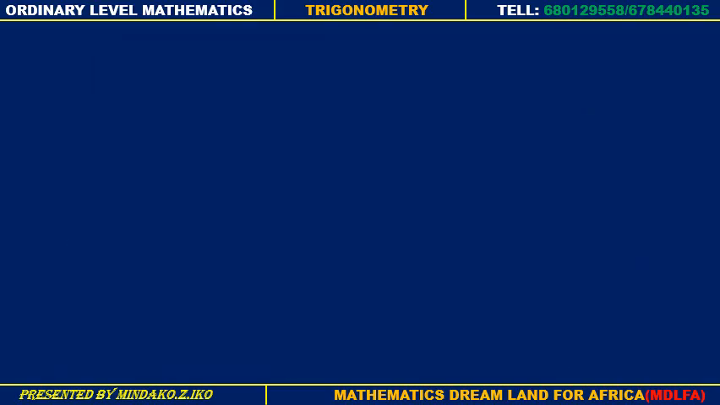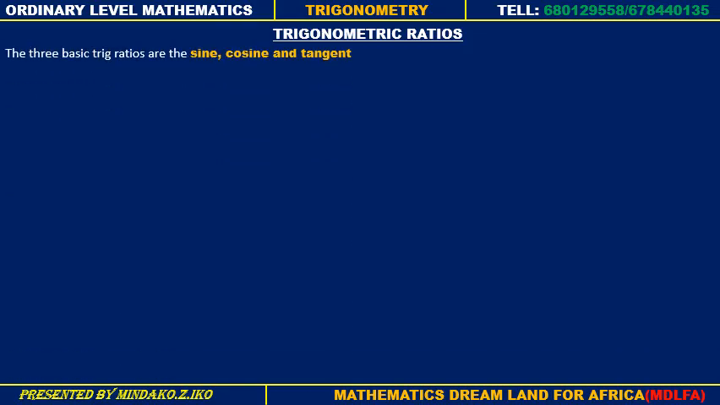Today's video we are going to look at trigonometric ratios. In the other video we talked about the basics, how to manipulate a triangle with no angle given. Today we are going to look at the trigonometric ratios. These ratios are very important in mathematics. We have that the three basic trig ratios are the sine, cosine and the tangent. So the three basic trig ratios are very essential in mathematics.